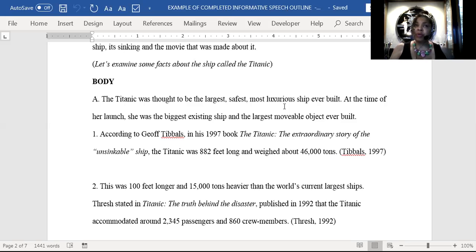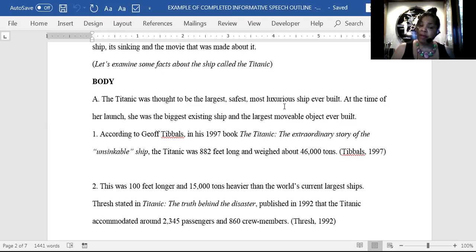This coincides with her central idea where she says the Titanic was a great ship. Why was it great? It was largest, it was safest, most luxurious. So that's what she's telling us here. Your central idea and your main points have to match. They need to be in the same way.